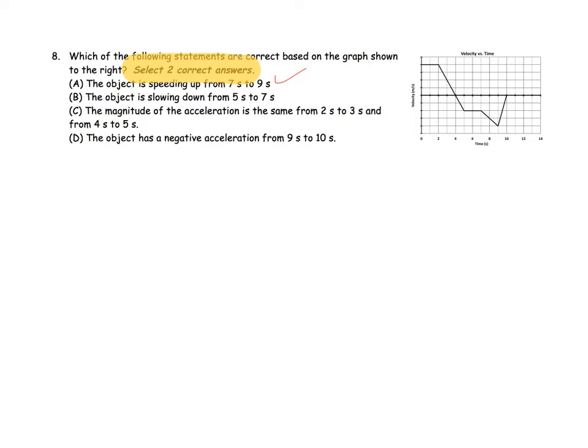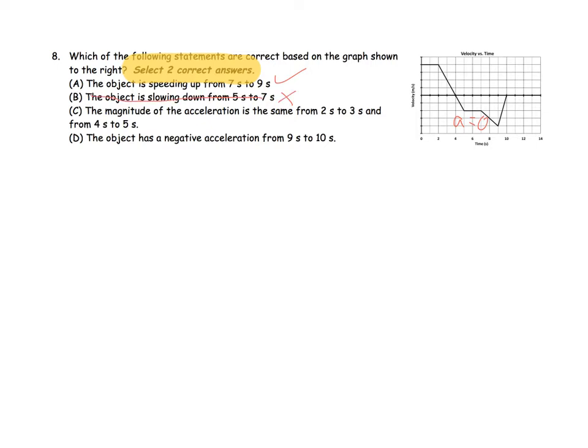Let's move on to the next one. The object is slowing down from 5 seconds to 7 seconds. Well, that would be this region right in here. And what I see is a horizontal line on my velocity graph, which means that during that segment, 0 to 5 seconds, I have 0 acceleration and I'm traveling with constant velocity. So that one is no good. That one is not correct.